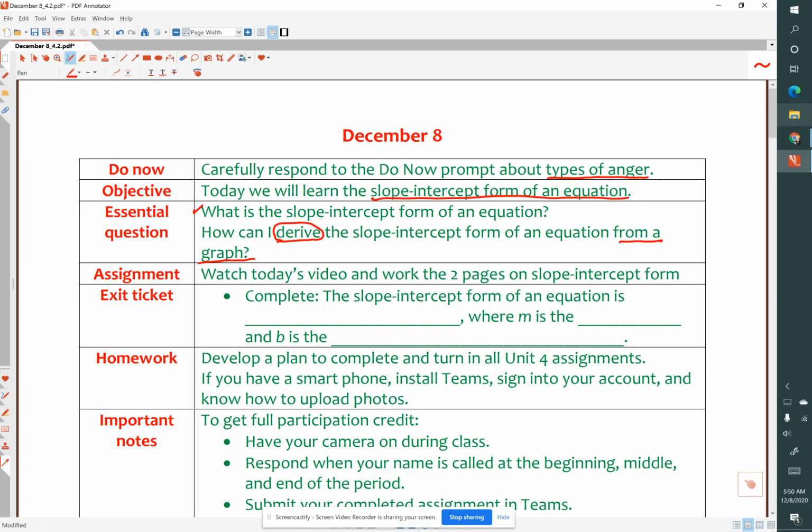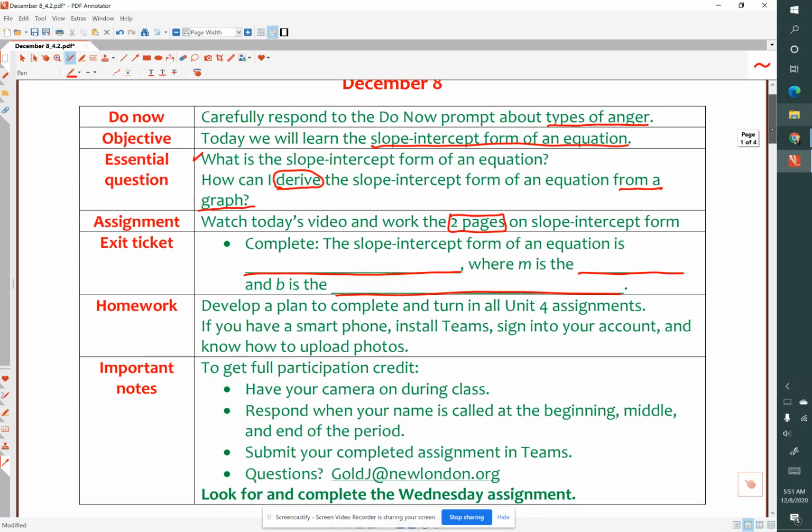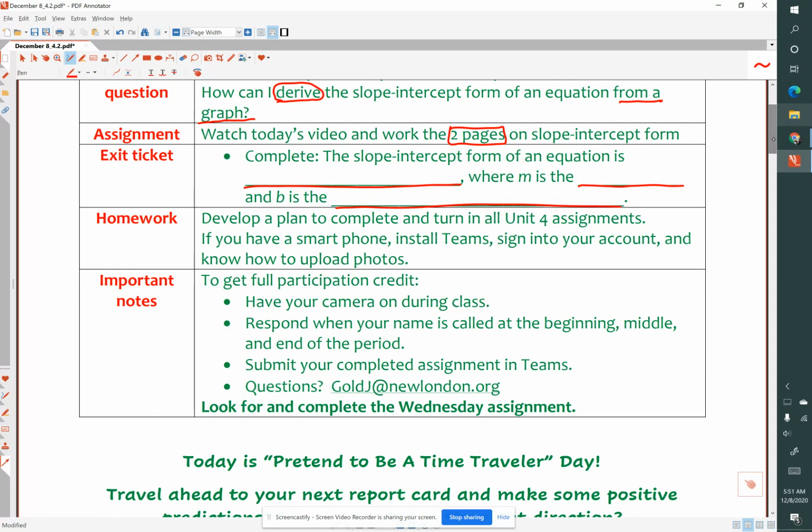Our assignment will be to watch today's video and work the 2 pages on slope-intercept form. And for our exit ticket, I'd like you to complete the sentence, the slope-intercept form of an equation is blank, where M is the blank and B is the blank. For homework, you don't have a homework specific to this lesson because this is part 1 of another lesson. You'll have a homework tomorrow for that, or Thursday.